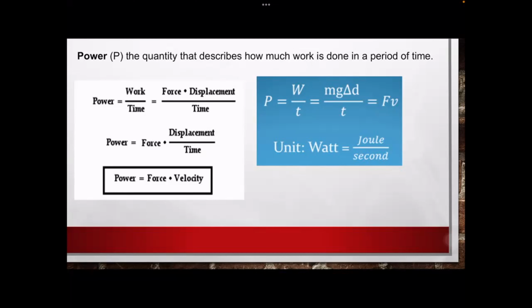It can be also that the power is equal to W over t, where W is m times g times the displacement d or the distance over the t, or is equal also to the force times the velocity. So, the unit is watt, which is equal to joule over seconds. So, yun yung mga formula natin. Nakopya na ba ang formula?